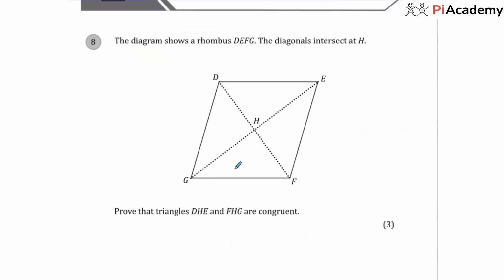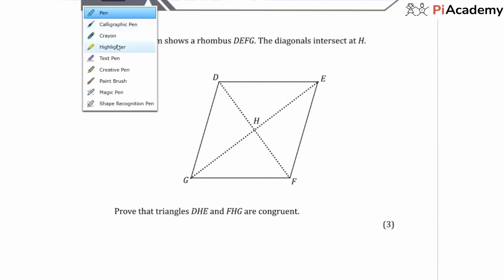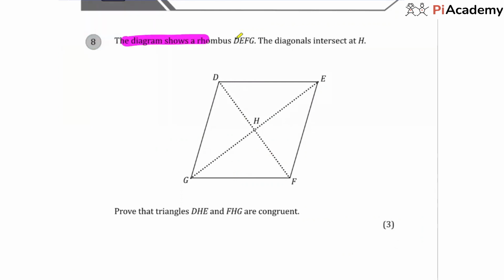Next question. The diagram shows a rhombus DEFG. The diagonals intersect at point H. Prove that triangles DHE and FHE are congruent.